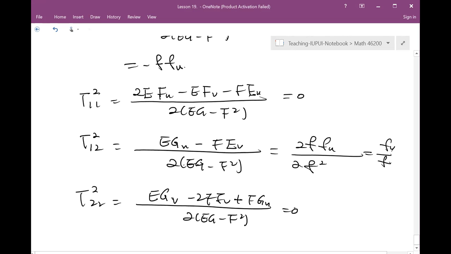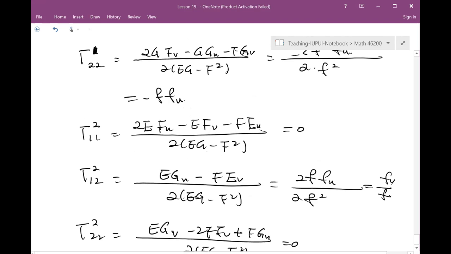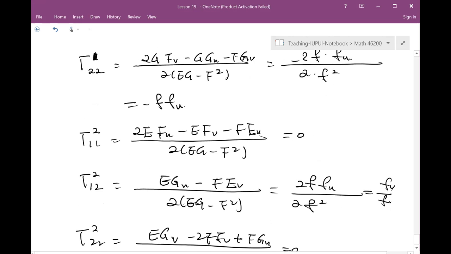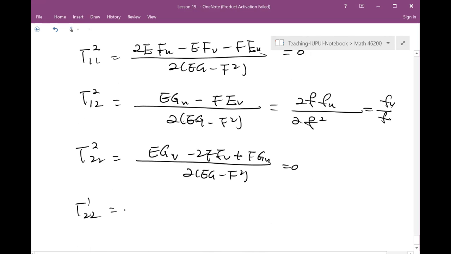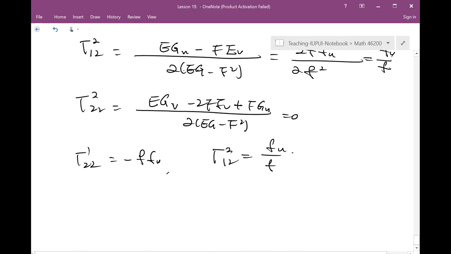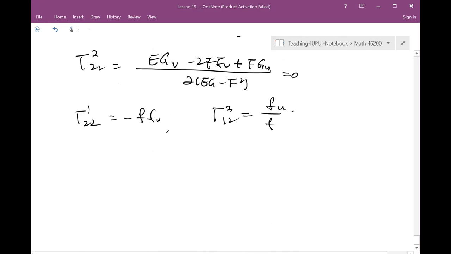So all of them are 0 except for gamma 1, 2, 2. Gamma 1, 2, 2 is going to be negative FFU, and the rest of them are all 0, okay? All right, so now we come to the equation.